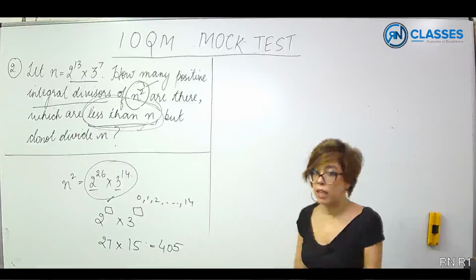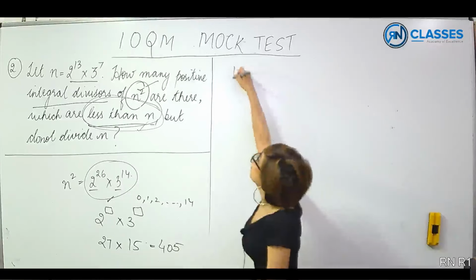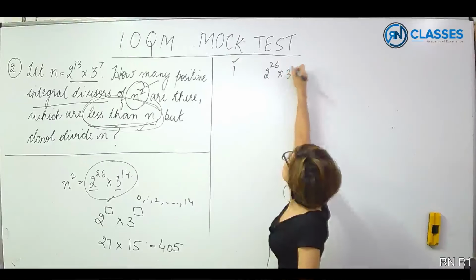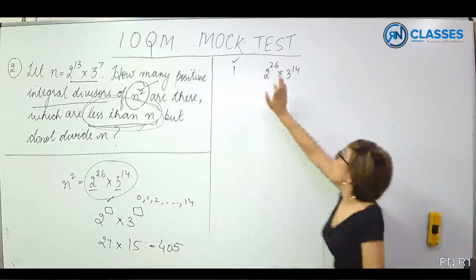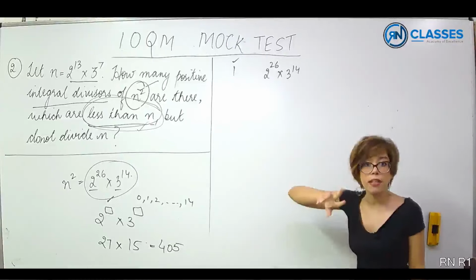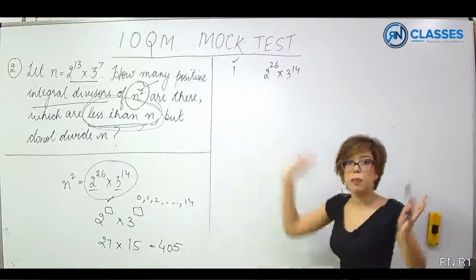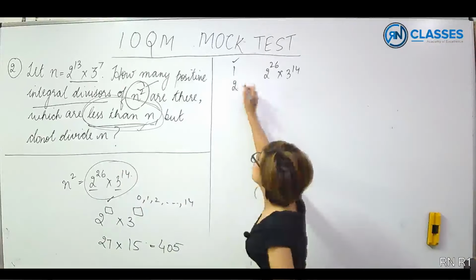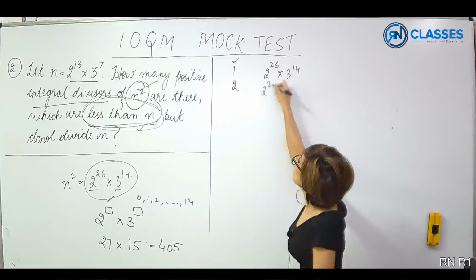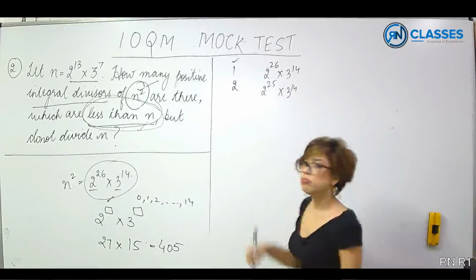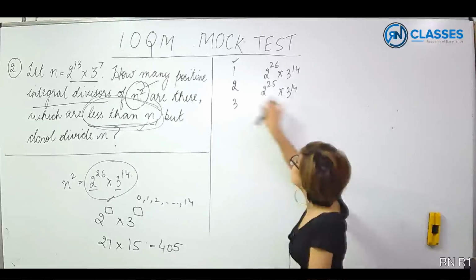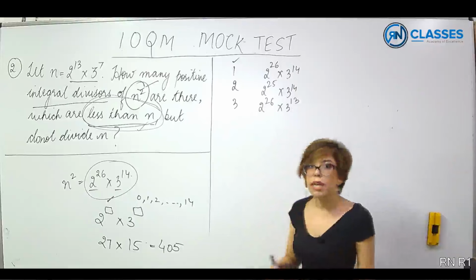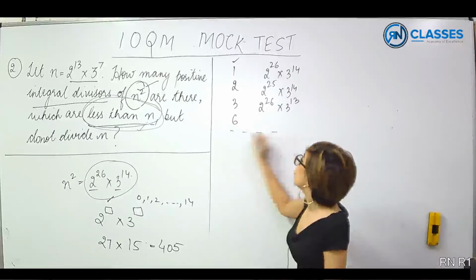Now, the first factor that I can think of is obviously 1. So, 1. And we write 1 into 2 raised to the power 26 into 3 raised to the power 14. Right? Corresponding to this factor, I will have this factor. This is how we usually write it, because we count these, and we get the number of factors. The second factor, obviously, is 2. So corresponding to this factor, I will have 2 raised to the power 25 into 3 raised to the power 14. The next factor can be 3. Corresponding to this factor, I will have 2 raised to the power 26 into 3 raised to the power 13. Then I can have 6 and so on.